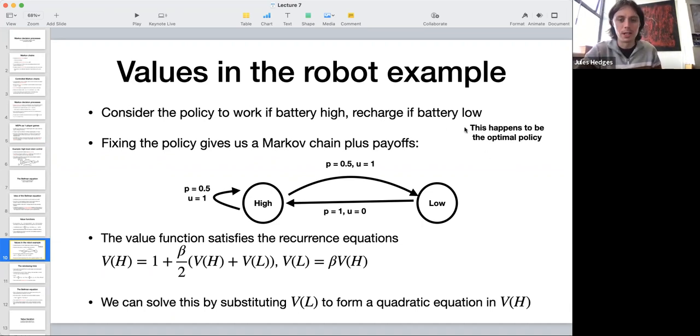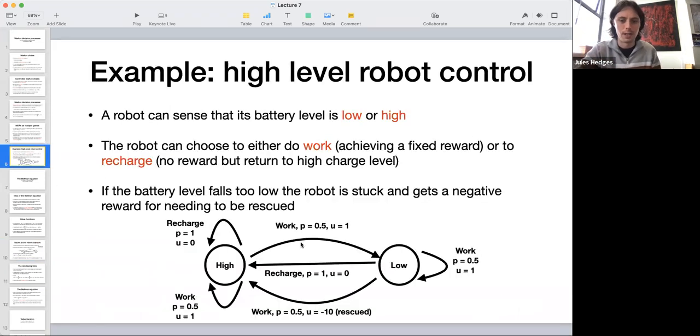So if we fix this policy, what we get is not an MDP, but an ordinary Markov chain together with a payoff on every edge. That is to say, if we're in the high state, then with probability 1/2, we stay in the same state and we get a payoff of 1. With probability 1/2, we transition to the low state. And then in the low state, with probability 1, we transition back to the high state and get a payoff of 0. So I've focused on the arrows in the full characterization of the MDP. I've deleted all the ones that don't come from following the optimal policy. That is to say, we never recharge in the high state and we never work in the low state.